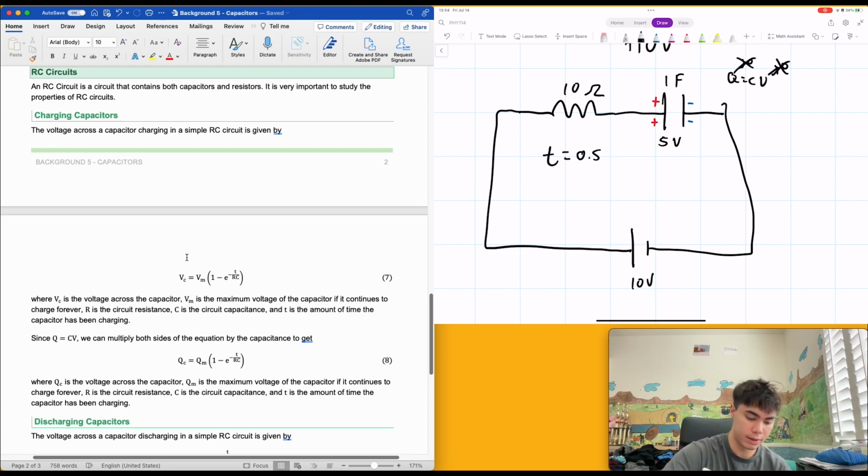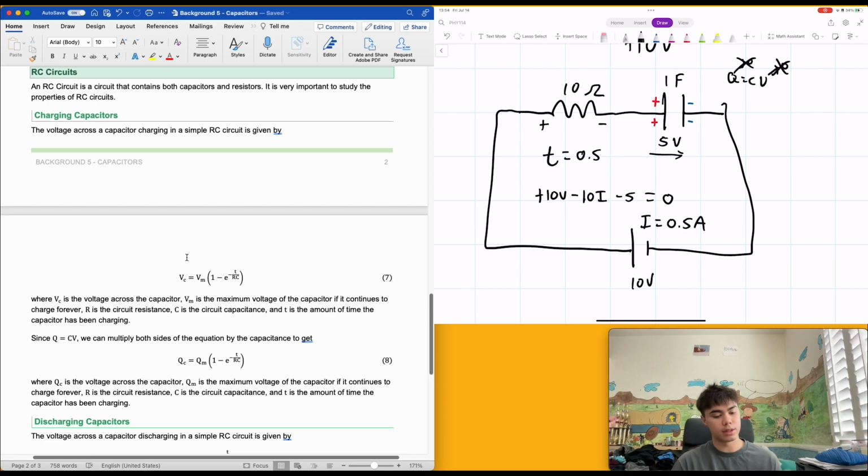And doing KVL again, we have plus 10 as we pass through the battery, and then minus 10I as we cross the resistor, and then minus 5 volts as we cross over the capacitor, moving this way, and this is equal to 0. So now we have a current of I equals 0.5 amps. So now the current is flowing slower, and we will charge slower.